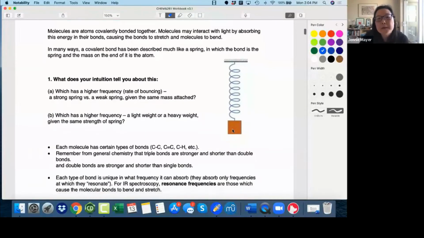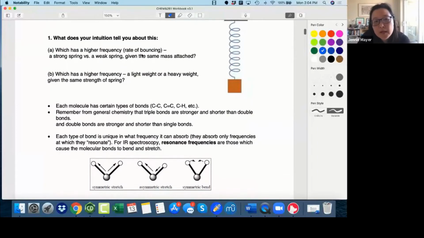Okay, so I want you to think about this. Which has a higher frequency, or rate of bouncing, a strong spring or a weak spring, assuming the same mass is attached? So which will bounce faster, a strong, stiff spring or a weak, skinny spring? Okay, strong. Maybe a couple people are saying weak. Okay, well, write down your prediction.